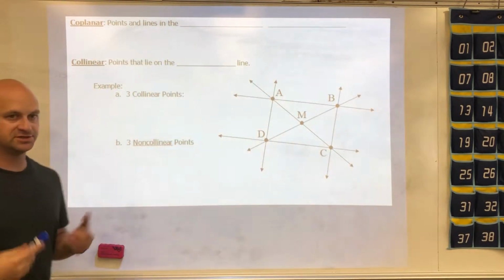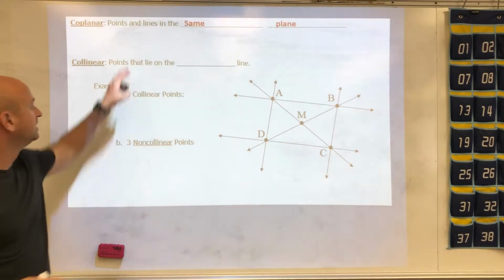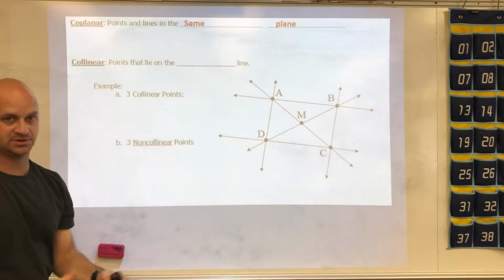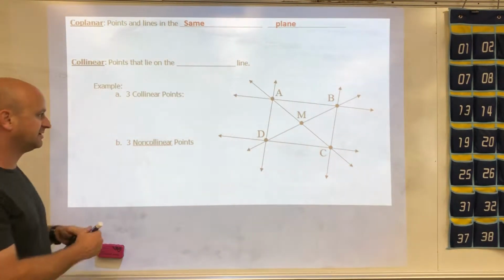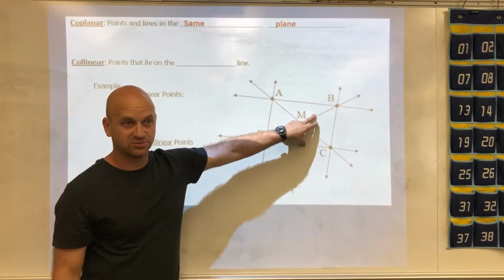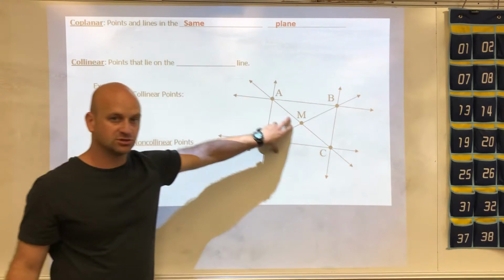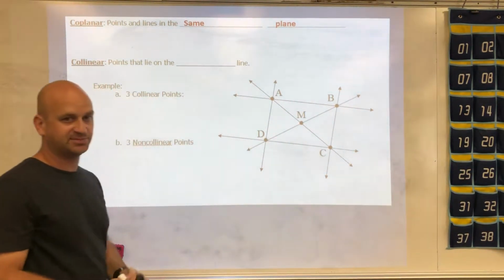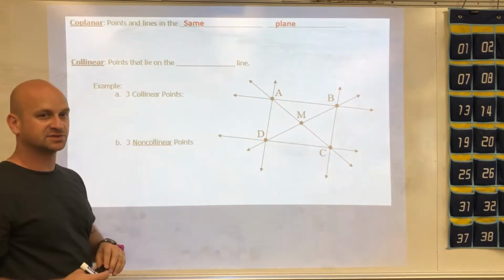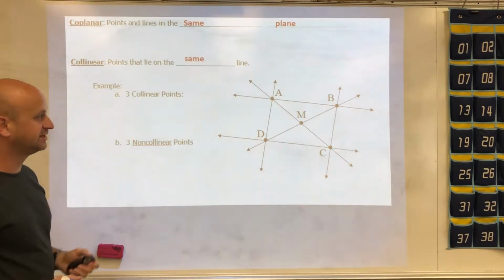All right, coplanar is the next term. Coplanar means points and lines in the same plane. This term co means the same plane. So considering that the board is a plane, if I were to draw this picture on the board, these are all coplanar lines. These points and lines are coplanar on the same board. If I had a point on the side wall, that would not be on the same plane as this particular board. Collinear means points that are on the same line then.